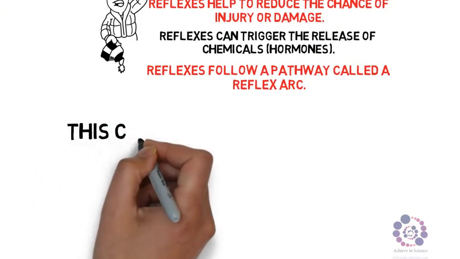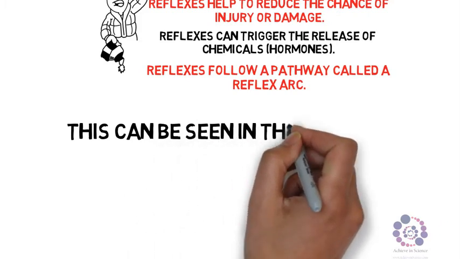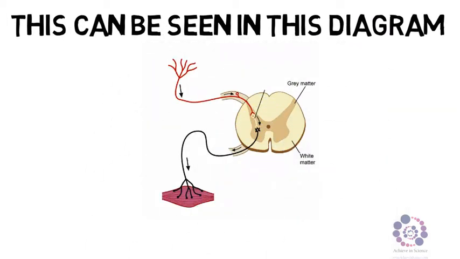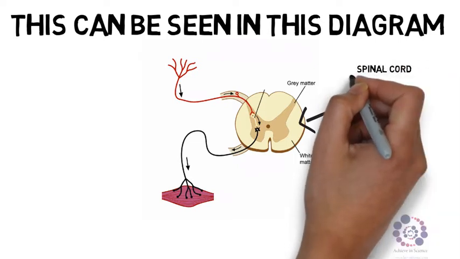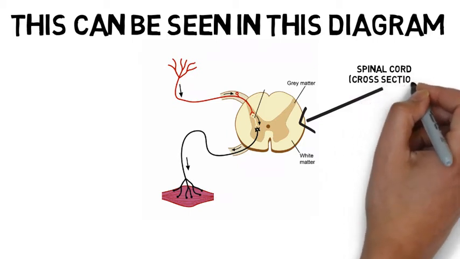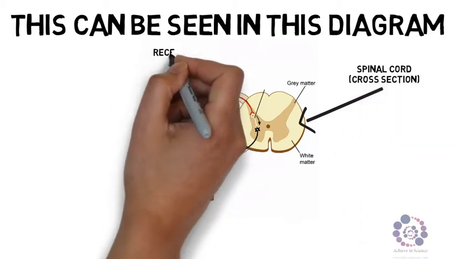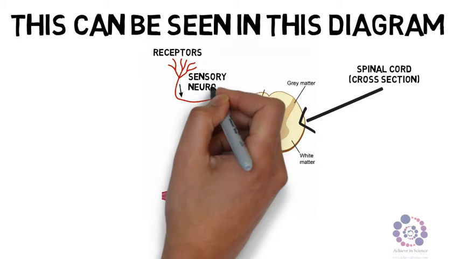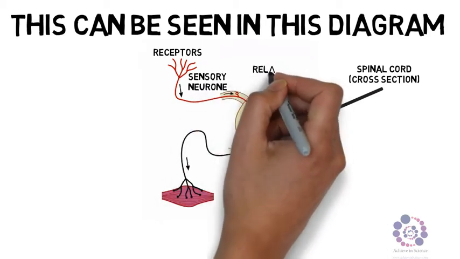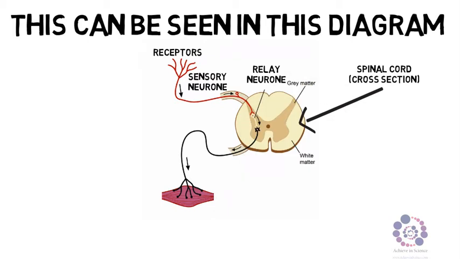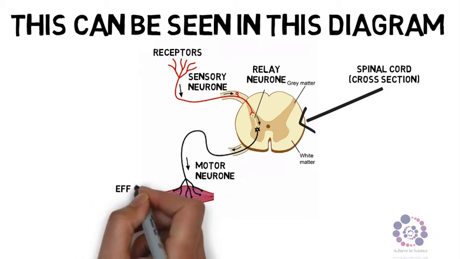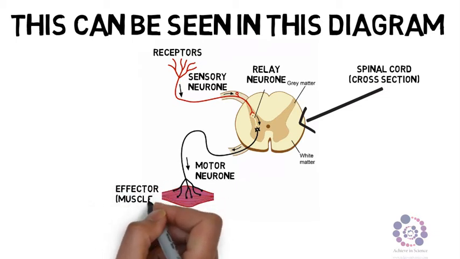Now, usually in an exam, this will be shown via a diagram. Now, don't get confused by this diagram. Let's label a few parts of this diagram. So first of all, we have the spinal cord. This is the cross-section through it. At the top, we have the receptors, all feeding into the sensory neuron, which is going to carry the electrical impulse into our central nervous system. The sensory neuron then feeds into the relay neuron, which then feeds into the motor neuron, which carries the electrical impulse to the effector, which in this case is shown as a muscle.